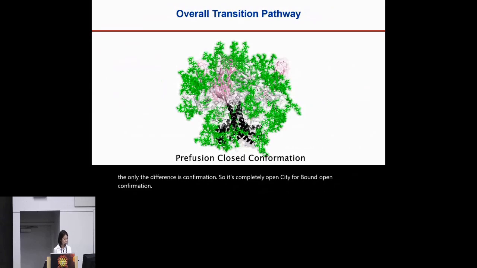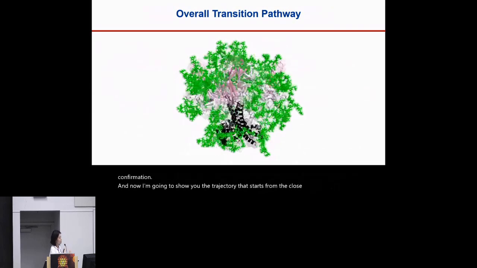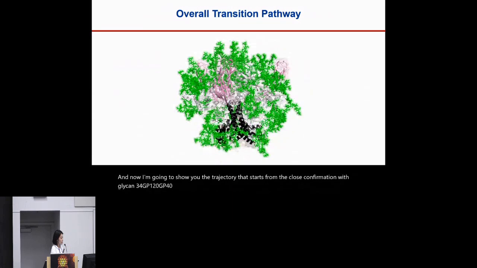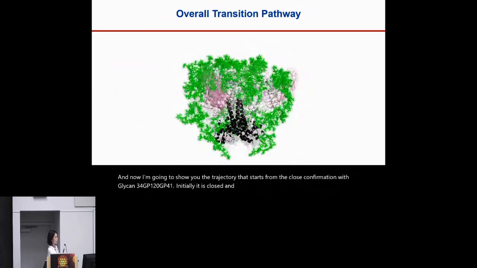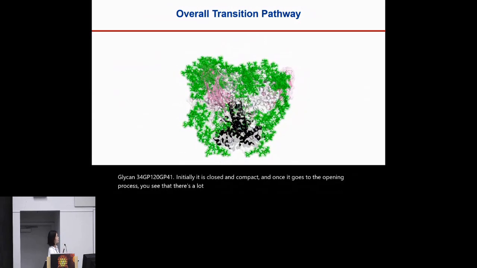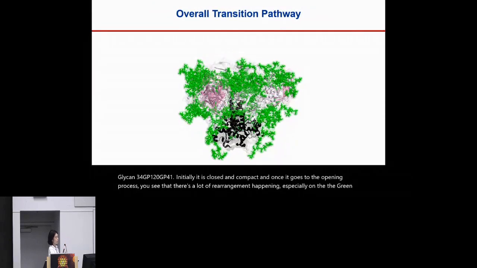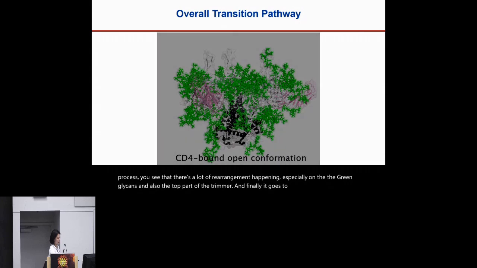Now I'm going to show you the trajectory that starts from the closed conformation with glycans, CD4, GP120, and GP41. Initially, it is closed and compact. Once it goes through the opening process, you see that there's a lot of rearrangement happening, especially on the green glycans and also the top part of the trimer. And finally, it goes to the open conformation.